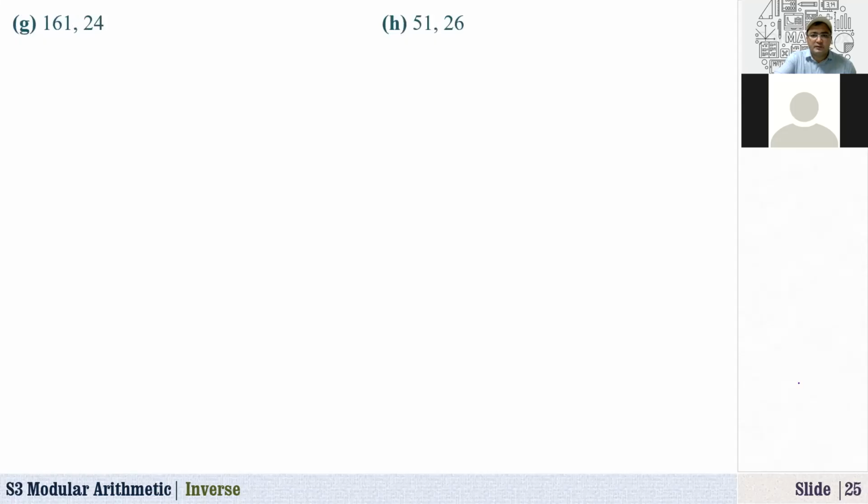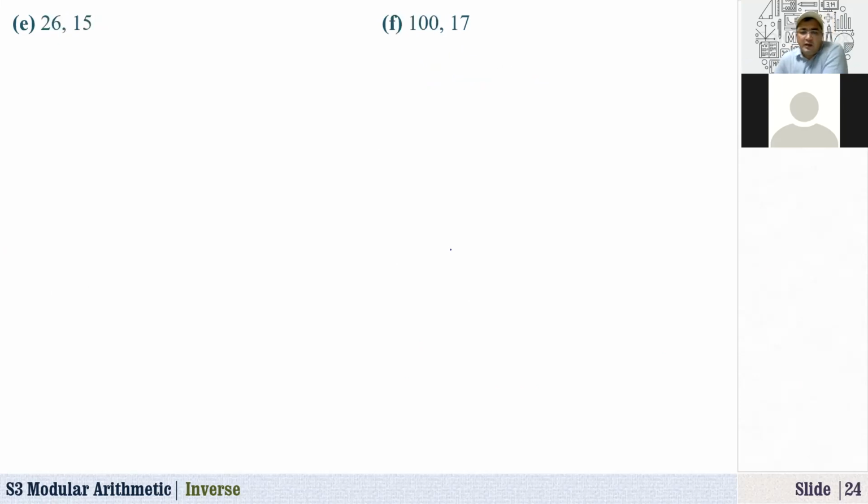Okay, we have a lot of examples. Let me just do one more question and I will finish it. Here, for example, 78 and 13. The first step: the highest common factor of 78 and 13 is equal to 13. And that's why it doesn't have an inverse. I mean, 78 doesn't have an inverse mod 13.